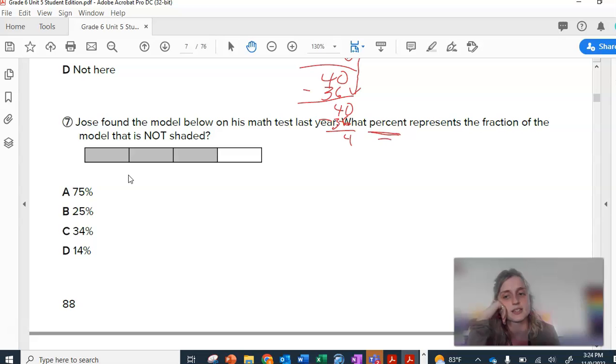Last one. Jose found the model below in his math test last year. What percent, they're all in percents, represents the fraction not shaded? Don't write 3 out of 4. That's what is shaded. You want not shaded, the white one. Make that a fraction, change that fraction into a percent, and you're done with your homework.